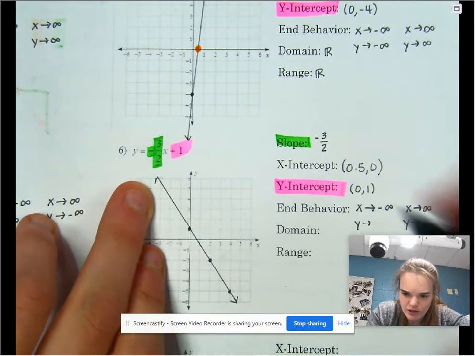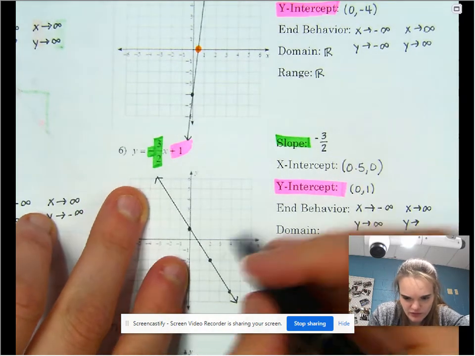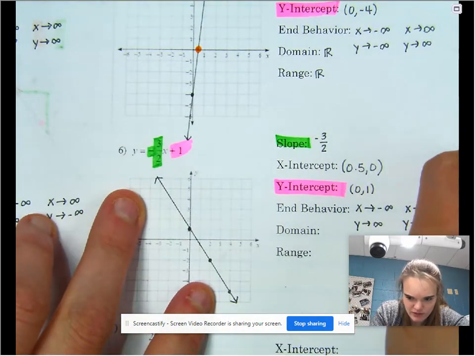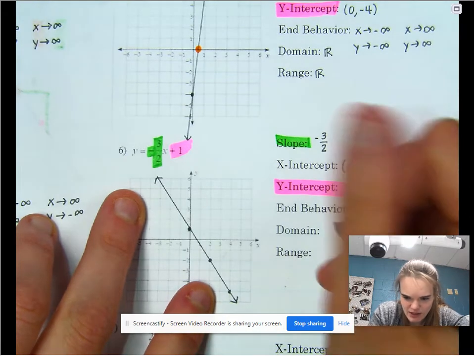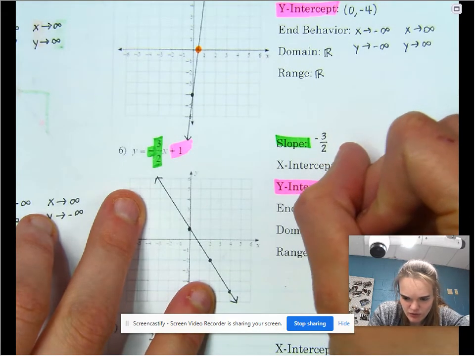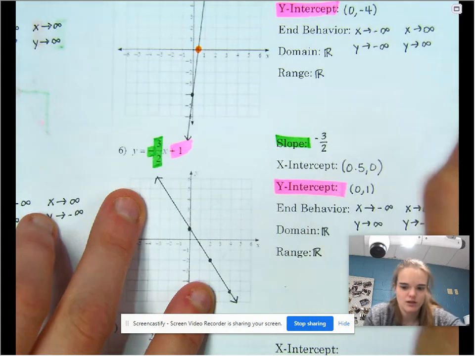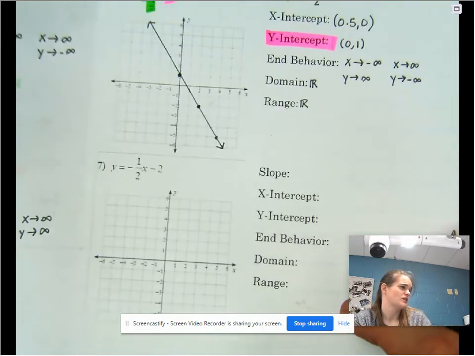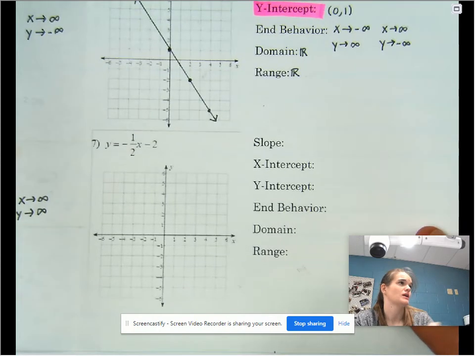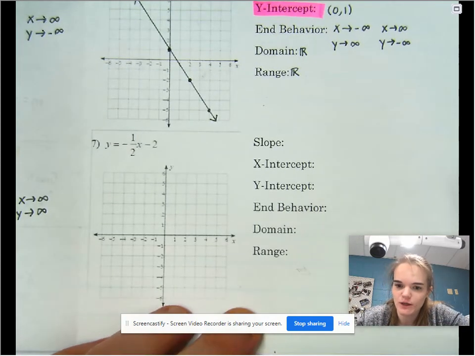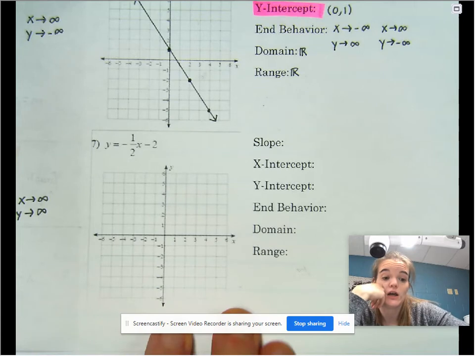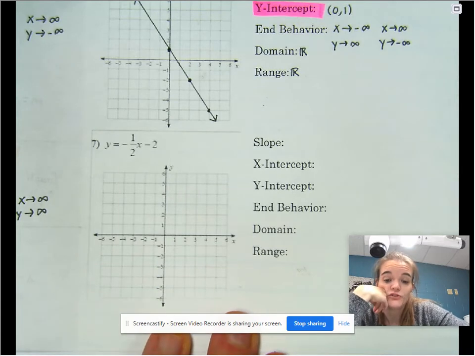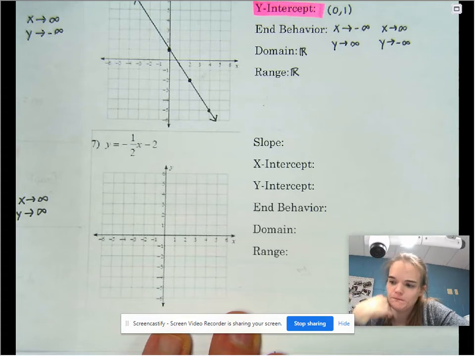All right, end behavior. Here, this one's going up, so the left is positive. This is going down, the right is negative. Domain and range, again, are all real numbers. That will not change this week because it's going both directions. When it's not going both directions, it will be something else. All right, last one. I hope you've paused this and have tried them on your own because it's not going to help you if you haven't. We're going to keep doing this tomorrow, but they'll be in different forms, okay?